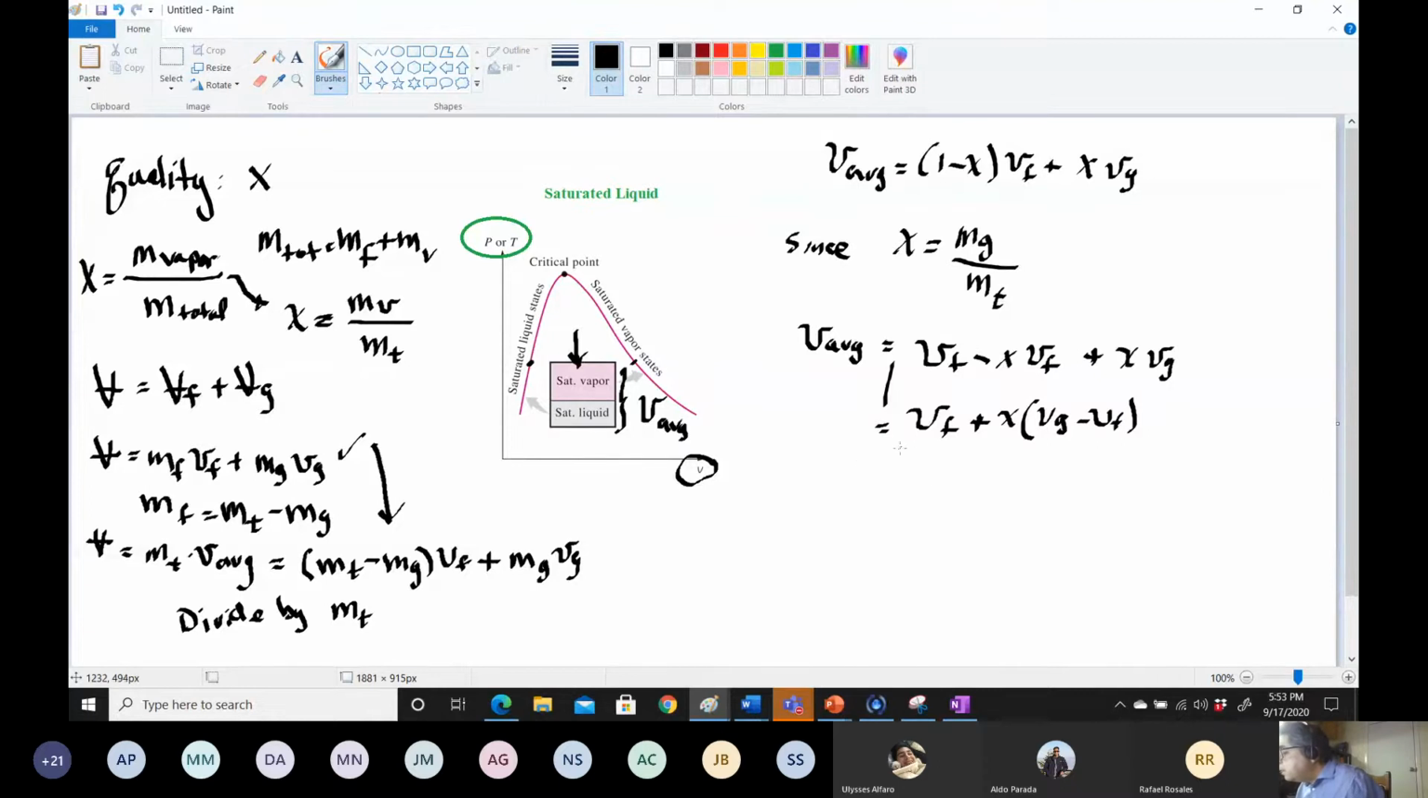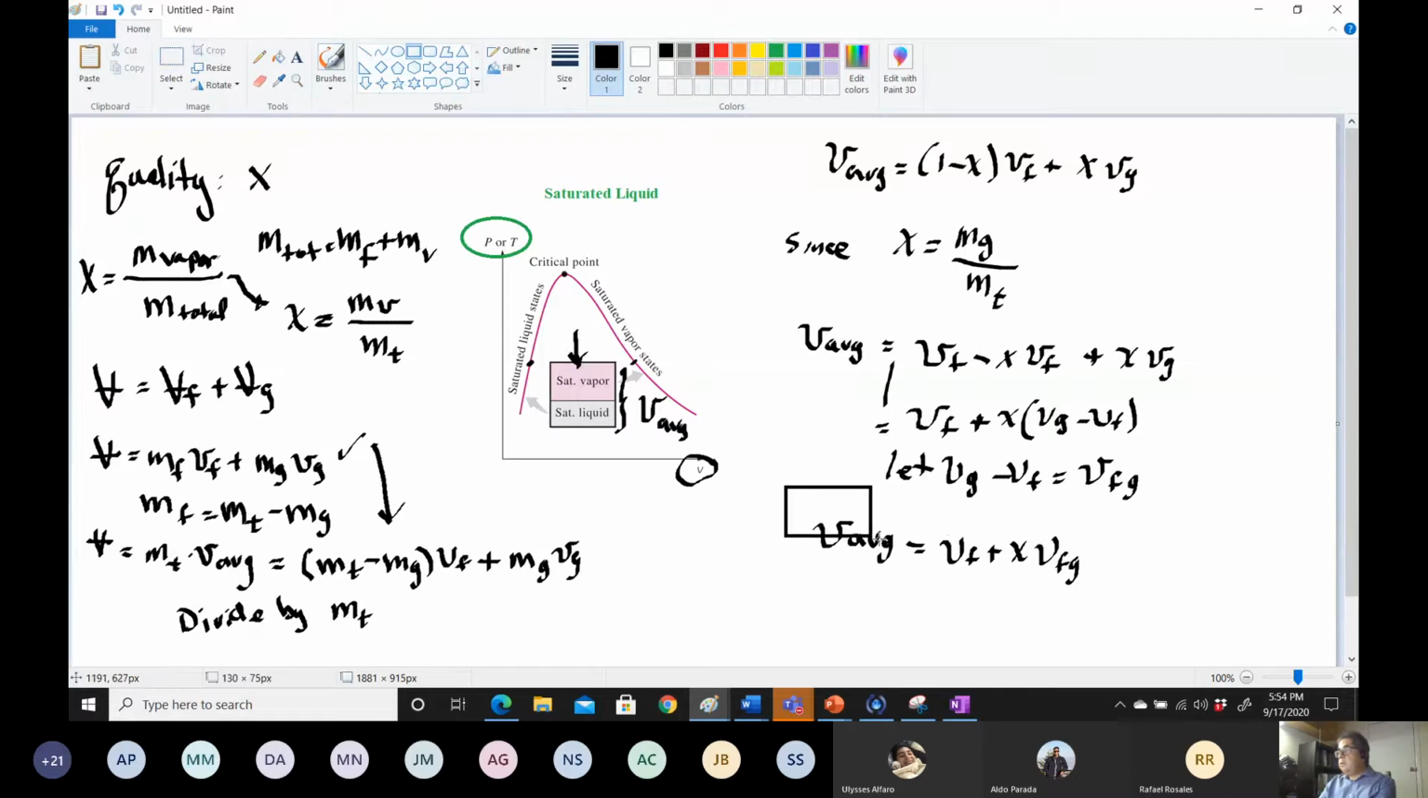Right. But what we do is we substitute, instead of V_g minus V_f, we're going to let V_g minus V_f equal this term here called V_fg. And therefore we have V average is equal to V_f plus x V_fg. Right. So that's our final take on this here.